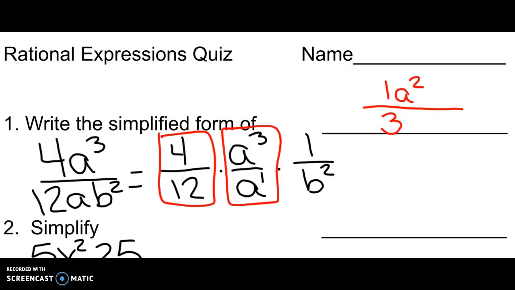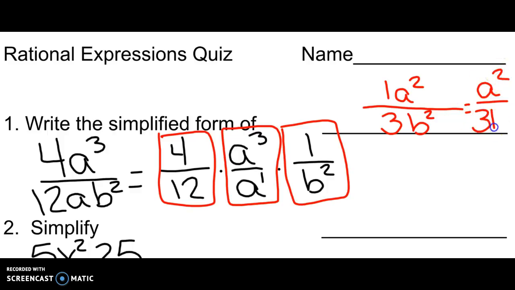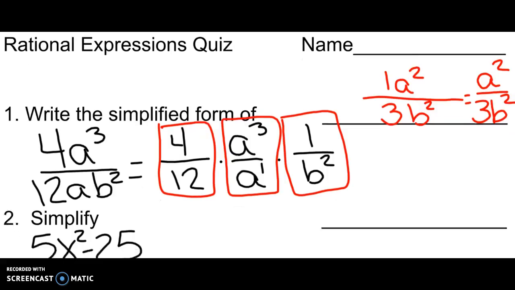All right, now let's look at 1 over b squared. Well, you can't do anything with that. That's as simple as it gets. So I'm just going to put my b squared over here. And that's it. That's your answer right there. Okay, you didn't have to put the 1. If you put a squared over 3b squared, it's the same thing. All right, let's go on to number 2.